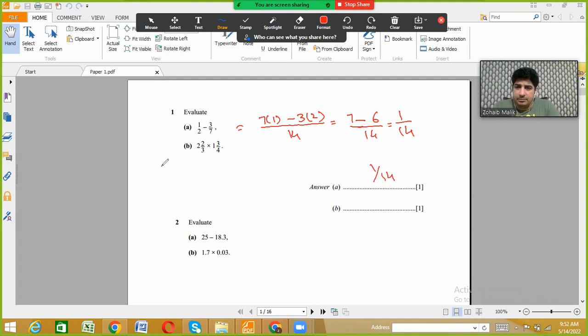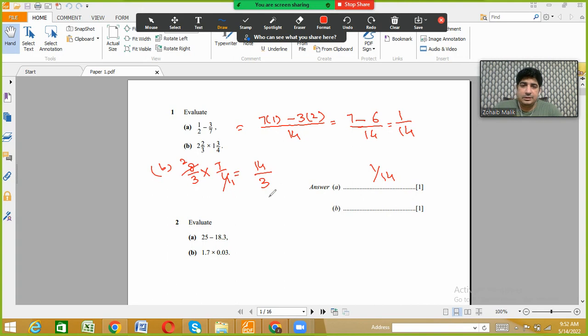Next is part B: 2 whole 2 by 3 into 1 whole 3 by 4. First of all, we will convert them into improper fractions. This will be 3 times 2, 6 plus 2, 8 over 3, times 4 times 1, 4 plus 3, 7 over 4. There is a product between the two fractions, so we will do cutting. 4 into 8 can be cut. Now no more cutting is possible. So 7 into 2 is 14 over 3 times 1 is 3.